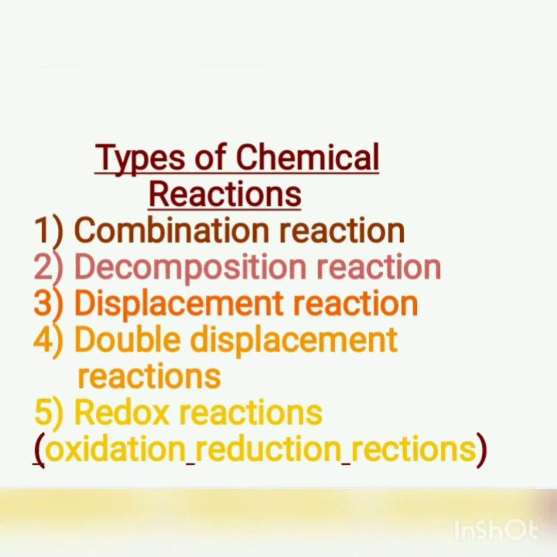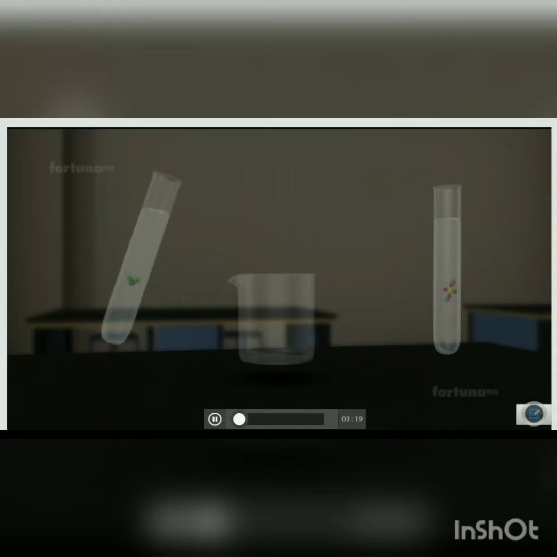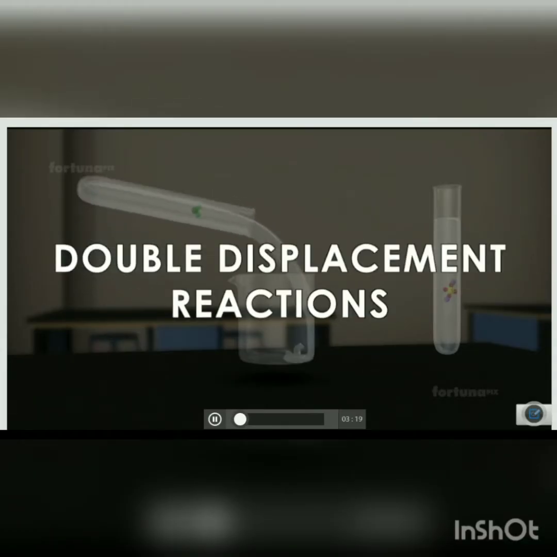First one is combination reaction, second one is decomposition reaction, third one is displacement reaction, fourth one is double displacement reaction, and fifth one is redox reaction, which is also known as oxidation reduction reactions. And from them, the first three, which are combination reaction, decomposition reaction and displacement reaction, we have discussed in our previous lecture. So let's start with the fourth type of chemical reactions, which is double displacement reactions.